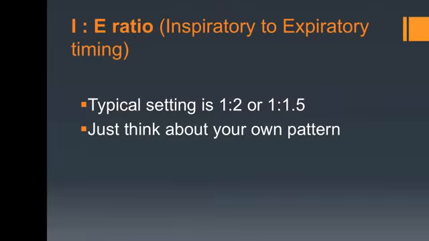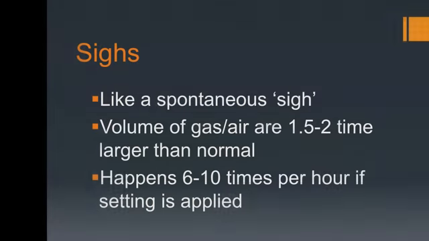Then we have the I to E ratio. This is inspiratory to expiratory ratio timing. Typically it's set at a ratio of 1 to 2, meaning for every breath in, if it's over a second, it takes 2 seconds to expire. It can also be set usually around 1 to 1.5. If you just think about your own breathing pattern, that will give you an indication of what they're going for with the I to E ratio.